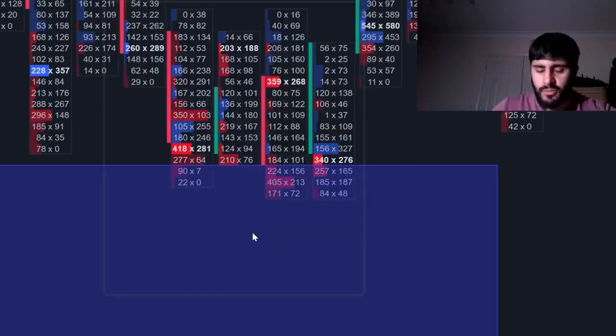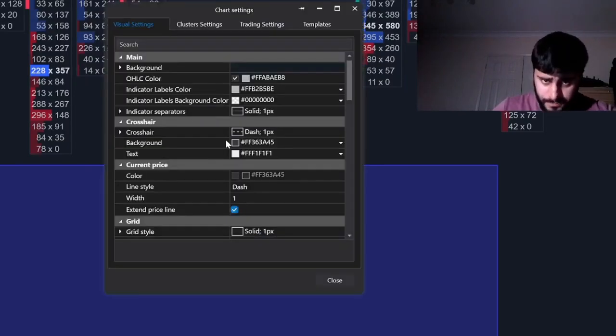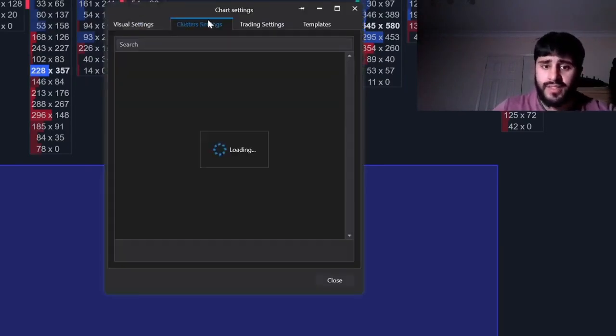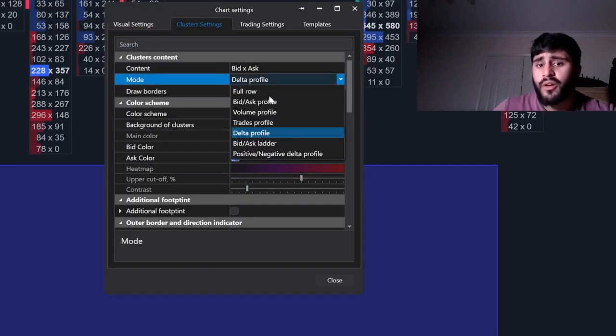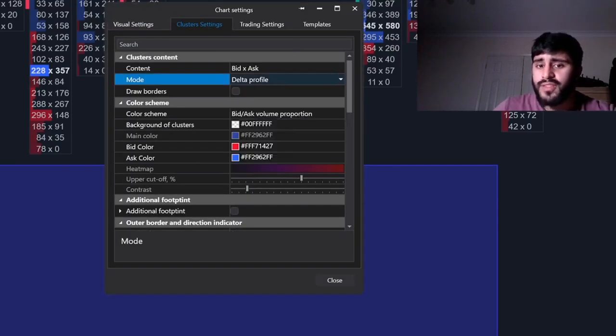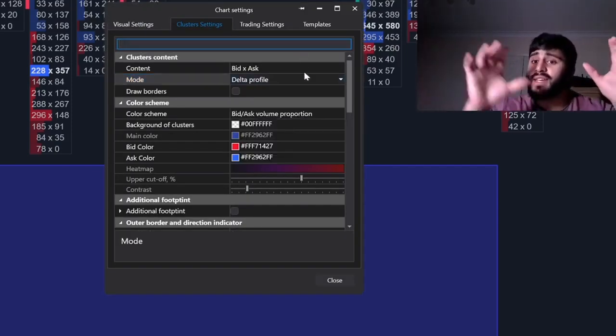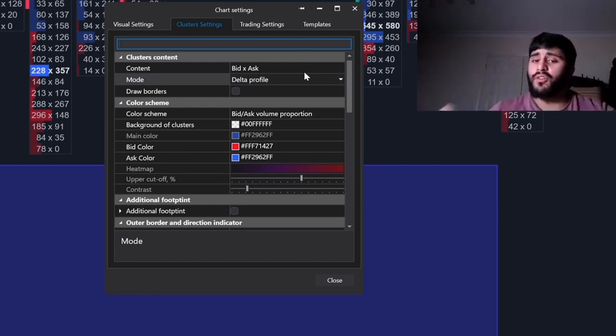Settings on the ATAS platform. And the way I do that is, again, quickly going to go over my settings now. Clusters, and we want to go to delta profile. So this gives us the delta. So this gives us the indication of aggressive buyers and aggressive sellers.